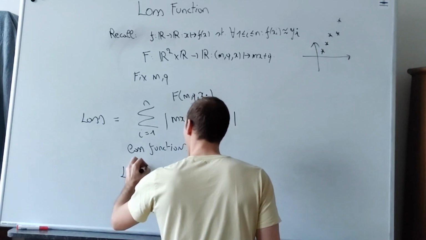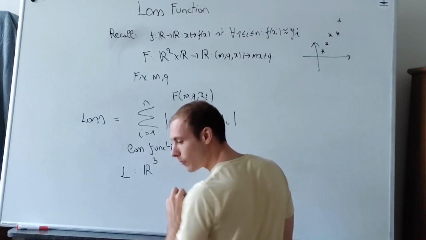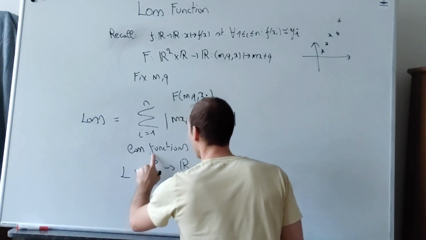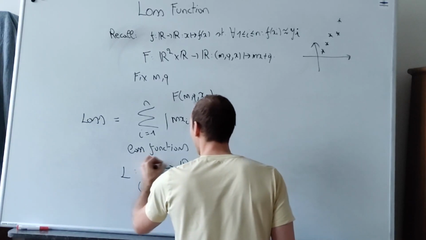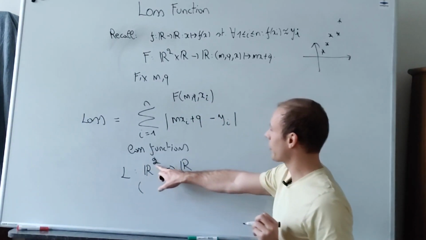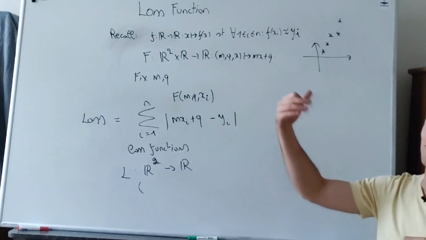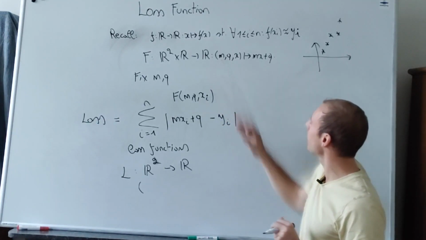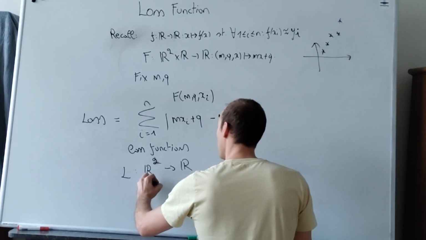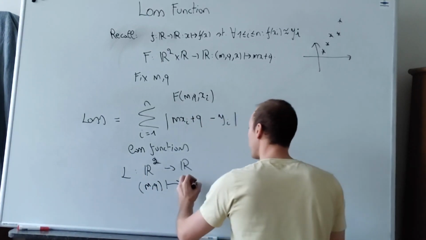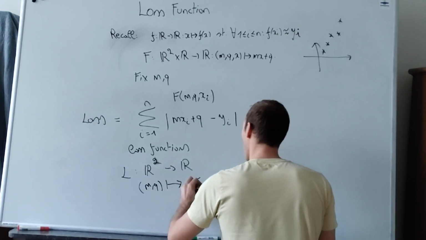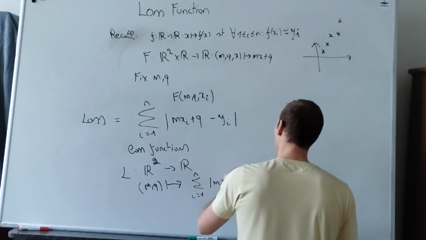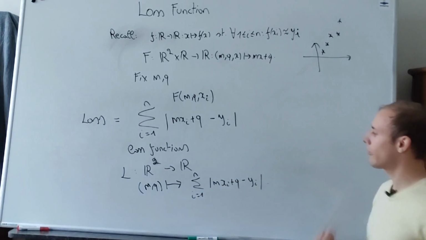Function L from R to the power 3, R cubed to R, which maps, or this is rather from R squared, because we're working with polynomials of degree at most 1. So there are just two weights of our functions, m and q, which maps this tuple m and q to exactly the loss here: the sum over i from 1 to n of the absolute value of the difference m x_i plus q minus y_i. So that's my loss function.